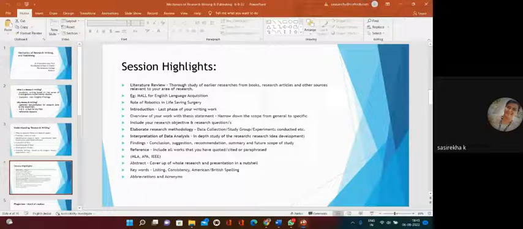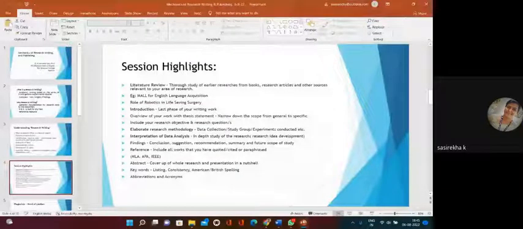And sometimes the findings would be a summary of all our research, and it has to talk about what the future scope of study is. These are the things which we have to bring under findings. And so probably with the findings and all, we would come to the end part of our research writing.